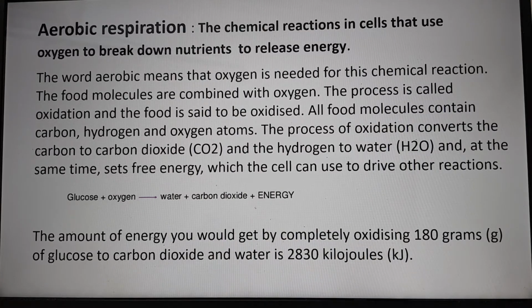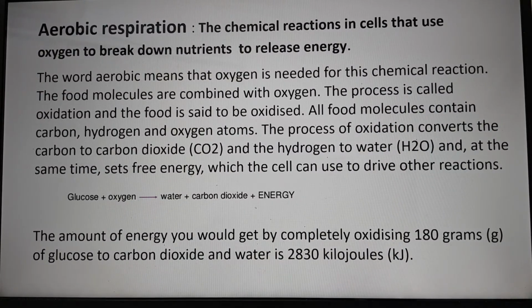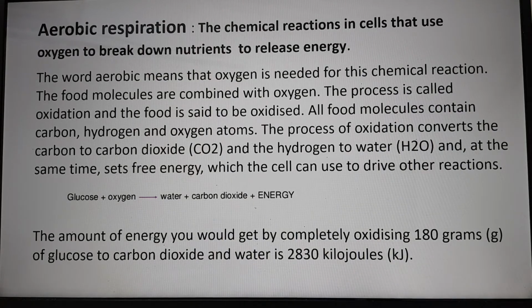All food molecules contain carbon, hydrogen and oxygen atoms. The process of oxidation converts the carbon to carbon dioxide and hydrogen to water and at the same time sets free energy which the cell can use to drive other reactions. The word equation for aerobic respiration is glucose plus oxygen gives water plus carbon dioxide plus energy.